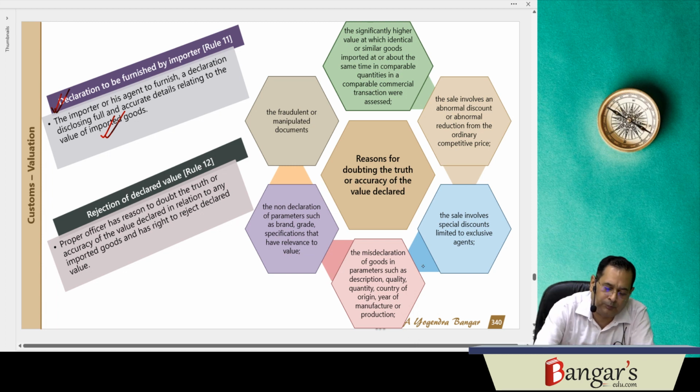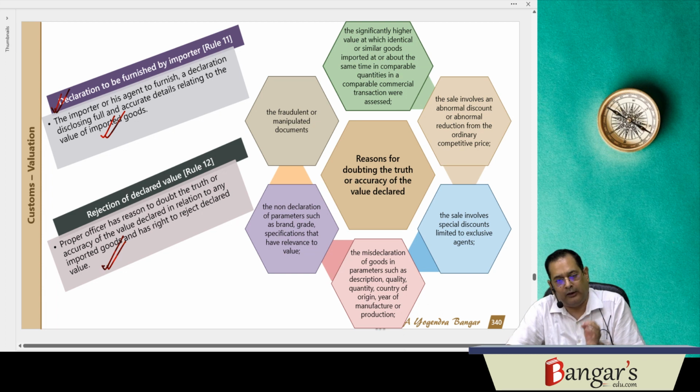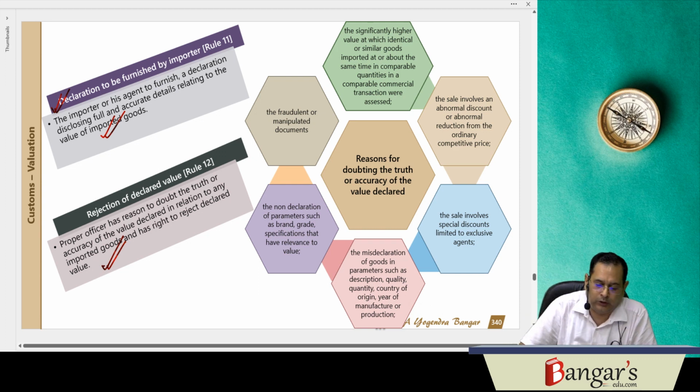Then rule 12 states that in case the proper officer has reason to doubt the truth or accuracy of the value so declared, then he has a right to reject the declared value.